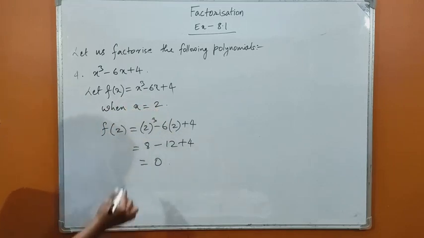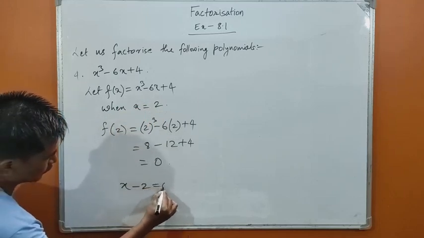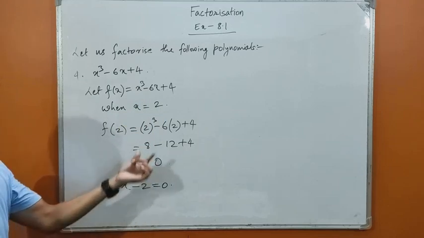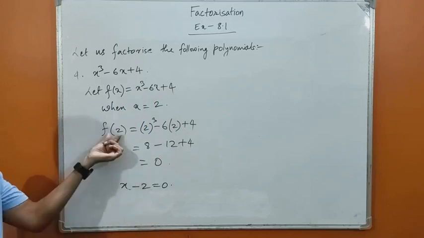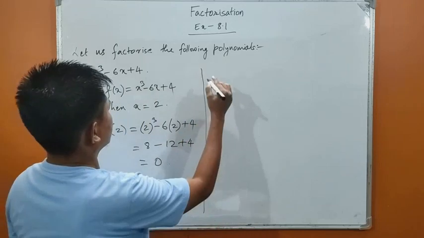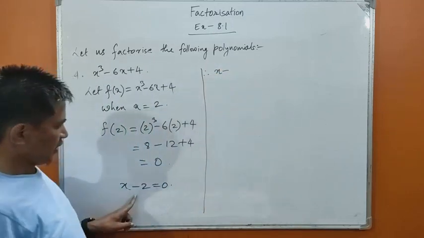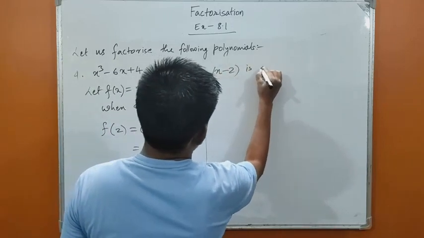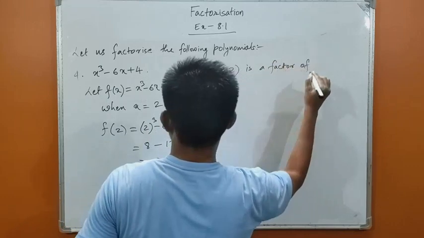Okay, now let us bring this x to the left hand side. X minus 2 becomes 0, isn't it? So this x minus 2 is a factor of this expression, because when we divided this expression by x minus 2, the remainder f(2) became 0. So we can say x minus 2 is a factor of this expression, isn't it?